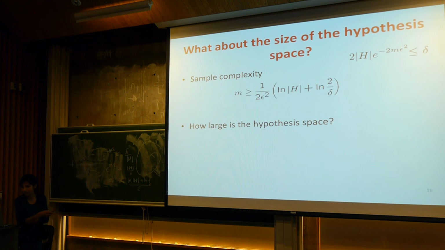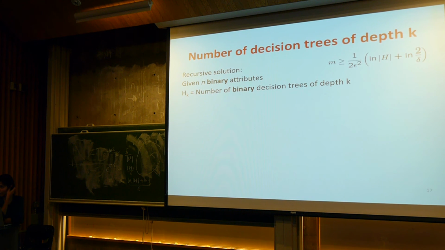The running example we have been talking about is decision trees. So let's look at decision trees of depth k and try to see how many such decision trees there can be. Before we get into it, decision trees can be defined in many ways, so let's focus on decision trees built on binary features only, for simplicity. Say we have n binary features or attributes, and let H_k be the number of decision trees of depth k built on the binary attributes, and we are only thinking of binary decision trees, right?